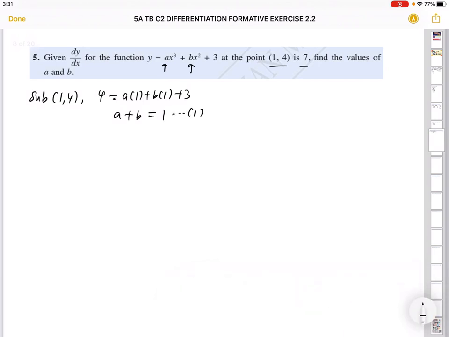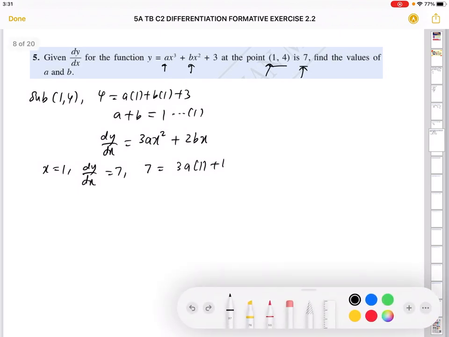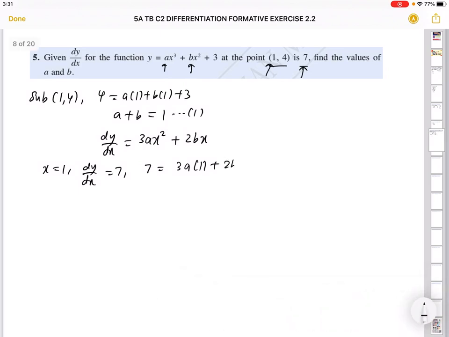The second step is we're going to differentiate for dy/dx. Differentiate ax^3, it is 3ax^2. Differentiate bx^2, I get 2bx. Differentiate 3, I get 0. Now we sub in x with 1. Can you see your x coordinate is 1 when the dy/dx, or the gradient, is 7. So we can write 7 equals 3a, 1 I sub inside is still 1, so actually you don't have to write the 1 here. This will be 2b. So 3a + 2b equals 7.